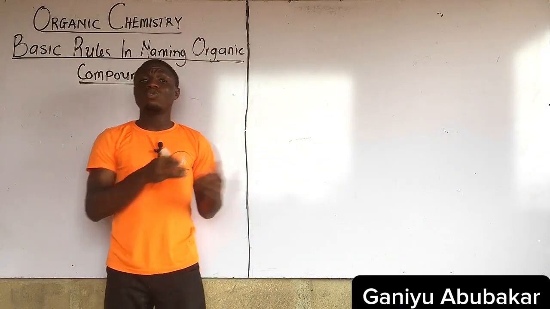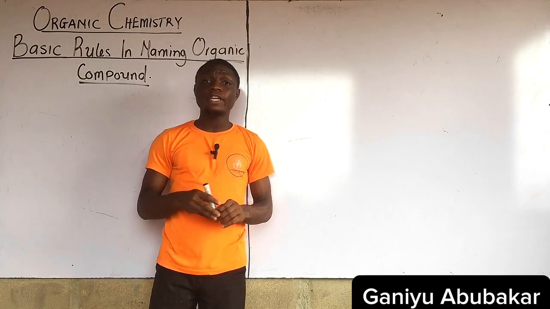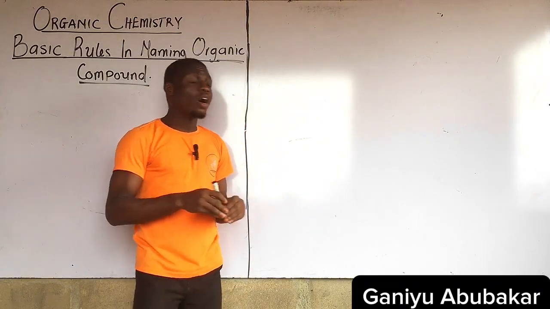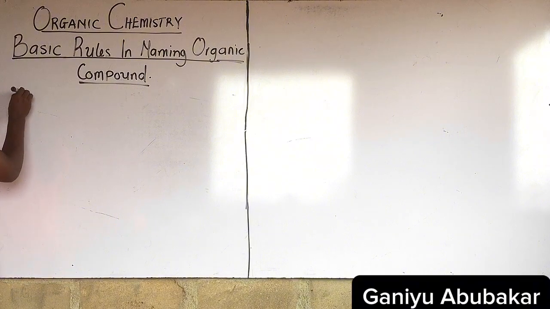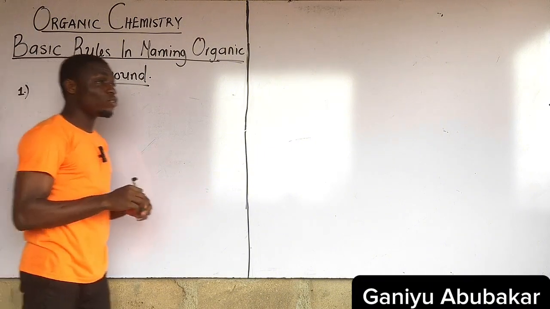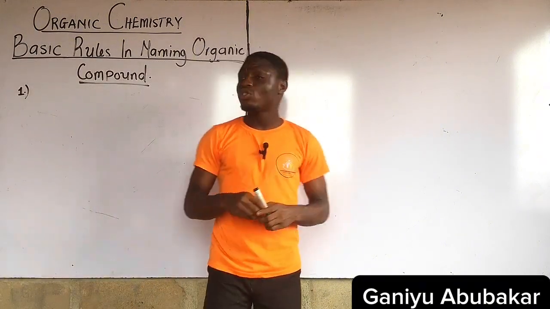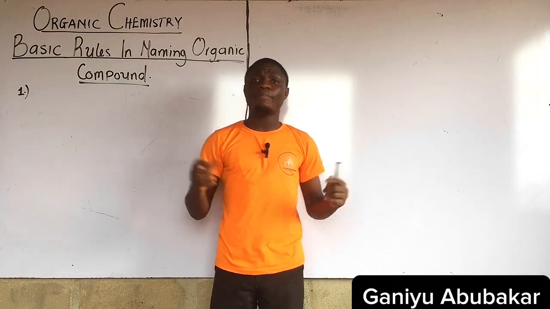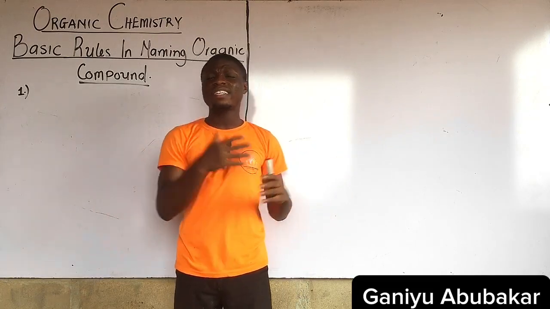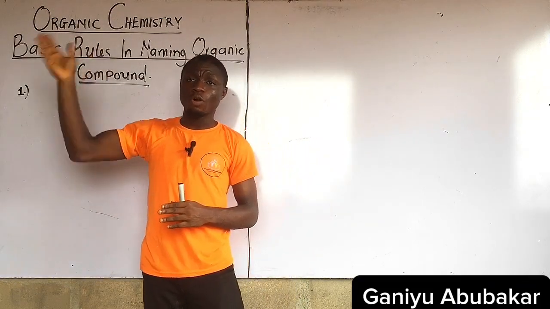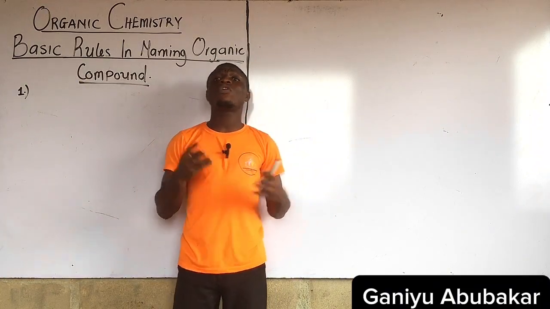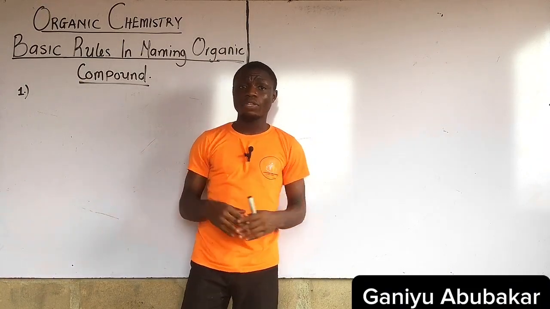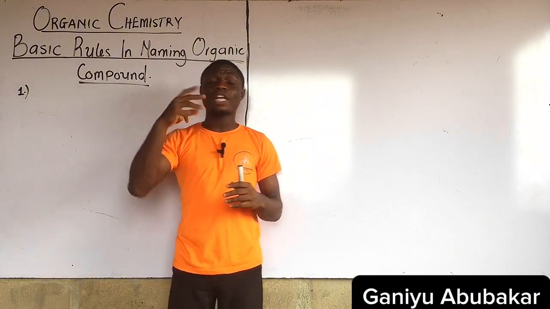Let's consider some of the rules important in naming organic compounds. So let's start with rule 1. When it comes to basic rules in naming organic compounds, there are about 6 distinct rules. For this class, we're looking at just three rules that guide the concept of naming organic compounds. In our next class, we'll discuss the other 3 rules.